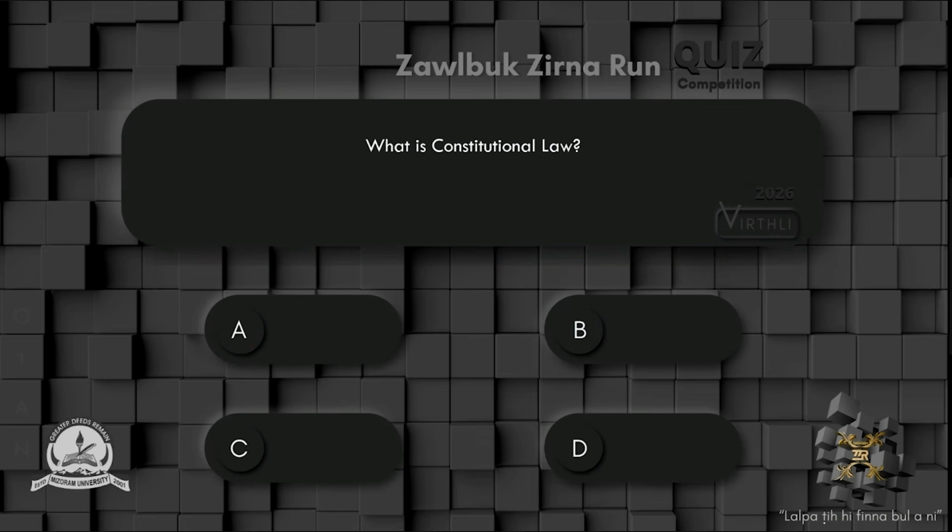Table 1, this is your fourth question. What is constitutional law? A. Provisions given in the Constitution. B. Law to make Constitution. C. Law to set up Constituent Assembly. And D. None of the above. Your time starts now.